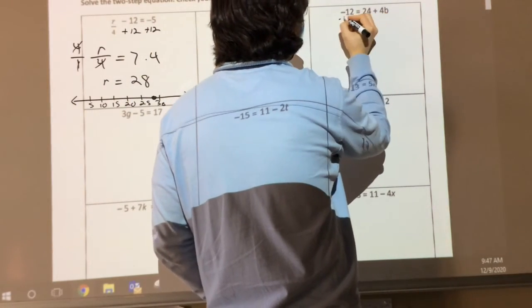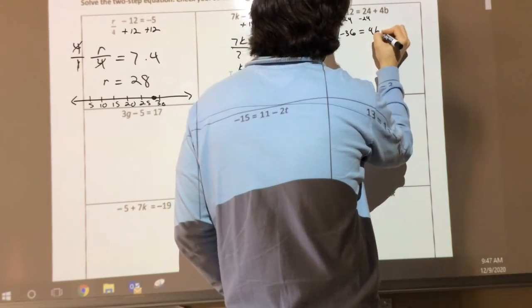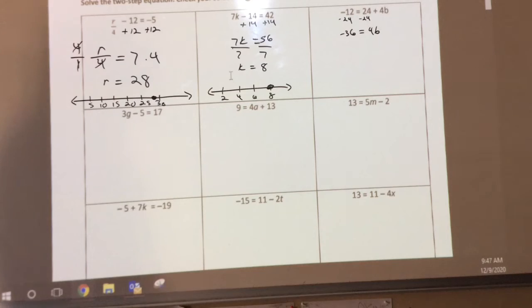Subtract 24. So we have negative 36 is equal to 4b. Everybody good there? Mr. Anderson, can you tell me what to do next? Since you're at that part, you divide by negative 3b. Oh, dude, you were so close.